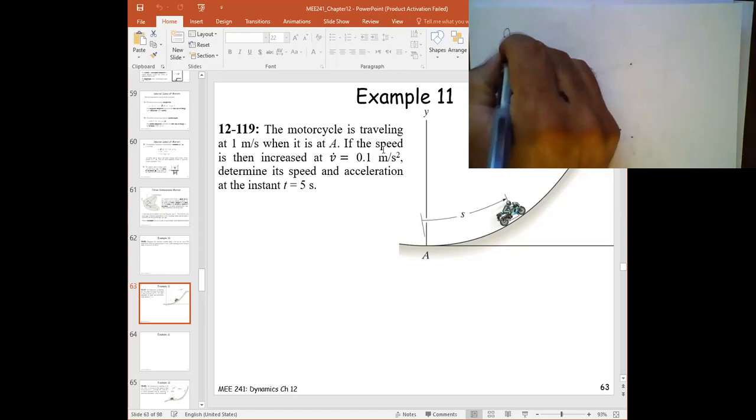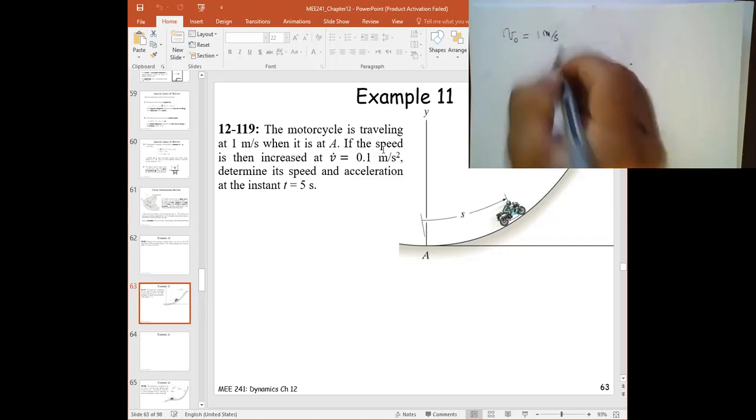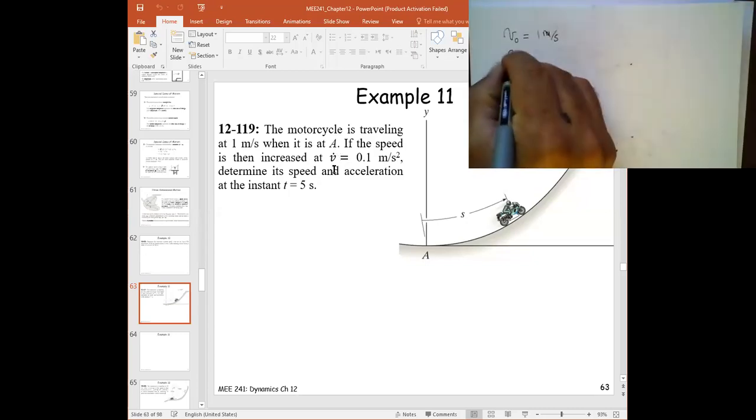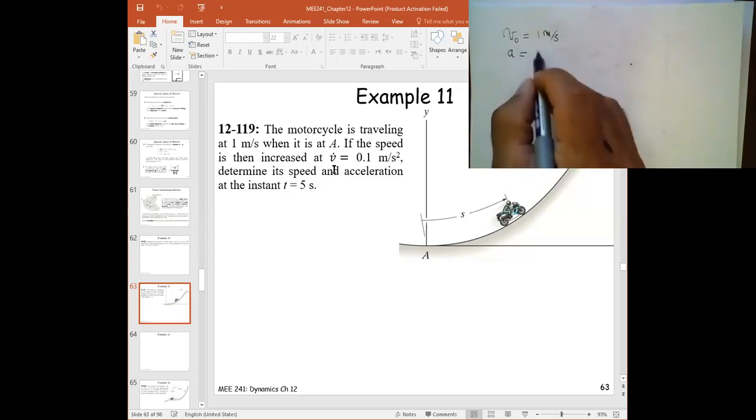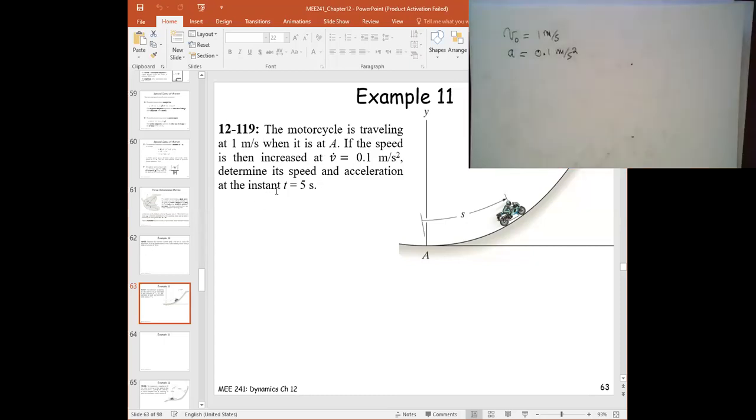So example 11, we have this motorcycle that is traveling at 1 meter per second at A, right? So we know V0 is equal to how much? 1 meter per second, right? And this V0 is at A. Then I tell you that the velocity is increased at V prime equal to 0.1 meter per second squared. So 0.1 meter per second squared is nothing but the acceleration, because it has the same unit as acceleration, and we know this is V prime. So the acceleration in this case is constant, equal to 0.1 meter per second squared. And we would like to find the speed and the acceleration when t is equal to 5 seconds.